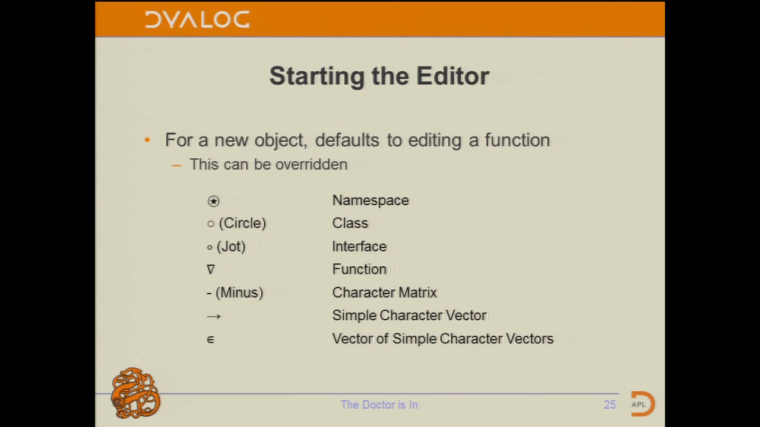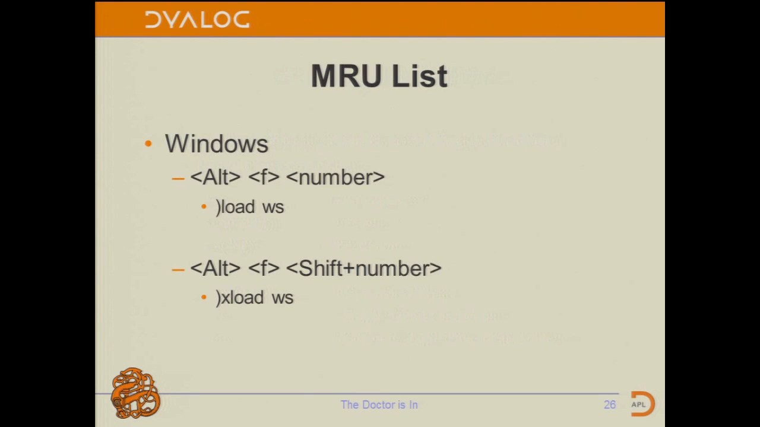So if you type paren ed name, you end up with a new function with that name, if there's not already an object of that name in your workspace. If you precede a name with one of these characters, then it will open an object up of that type. So if you wish to create a namespace, you type paren ed circle star Andy, and you'll end up with a namespace called Andy. I guess everyone knows this.